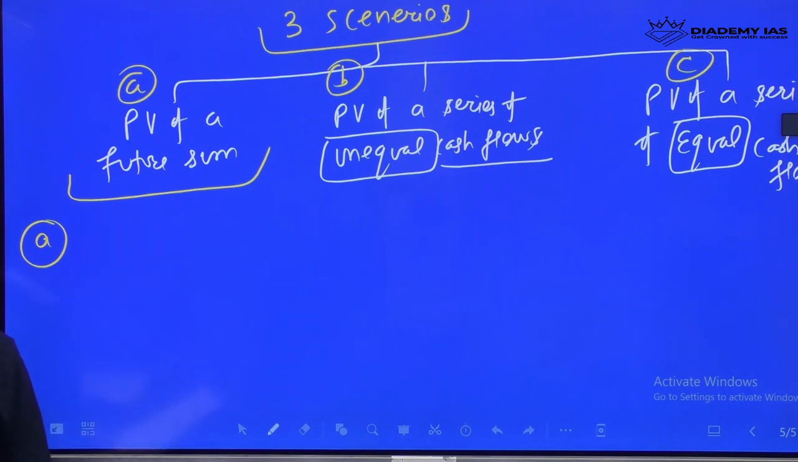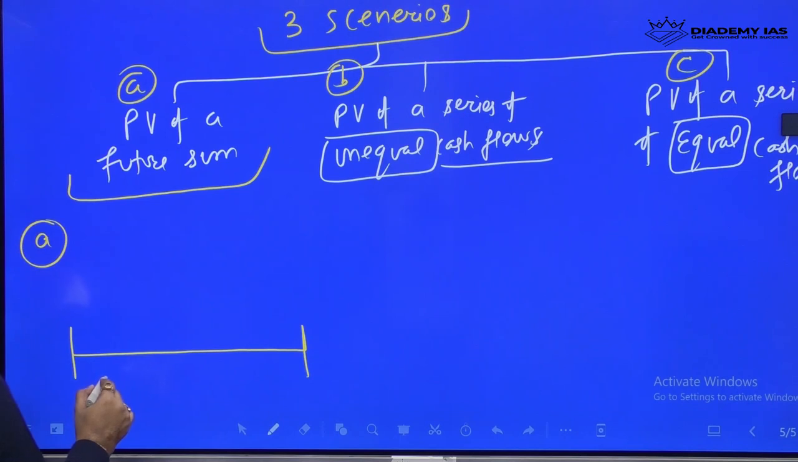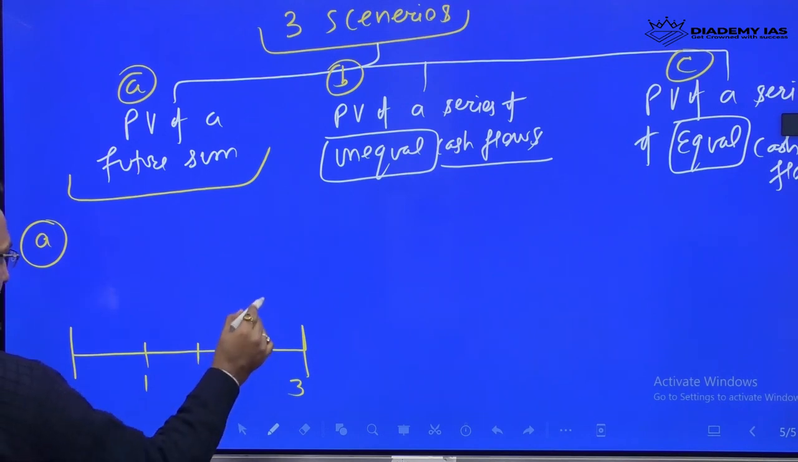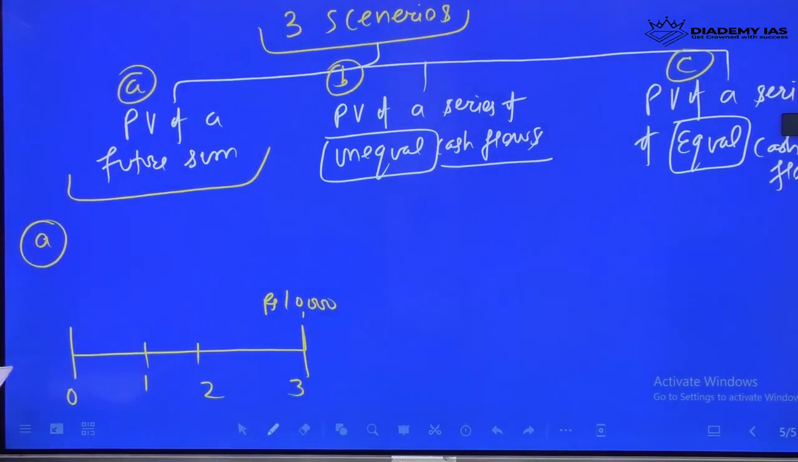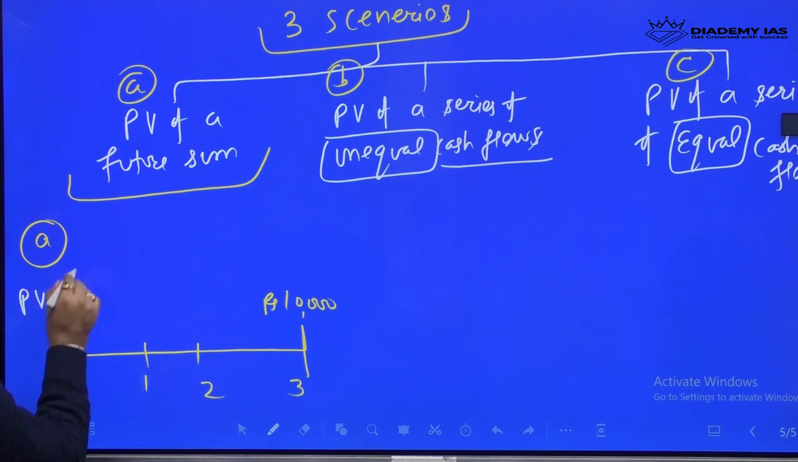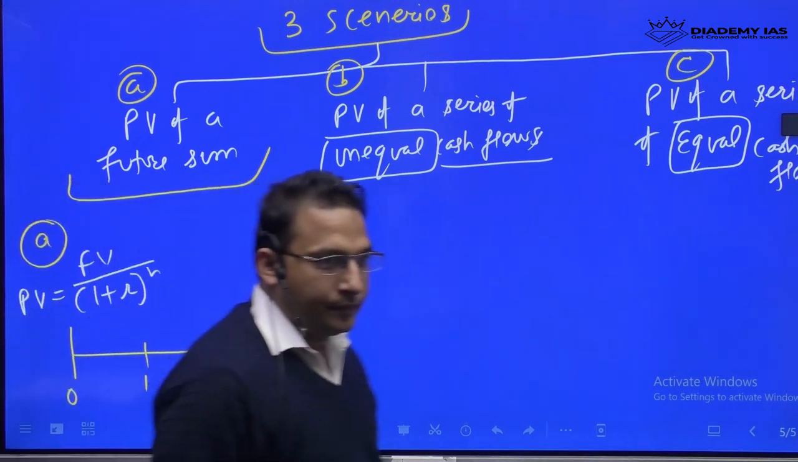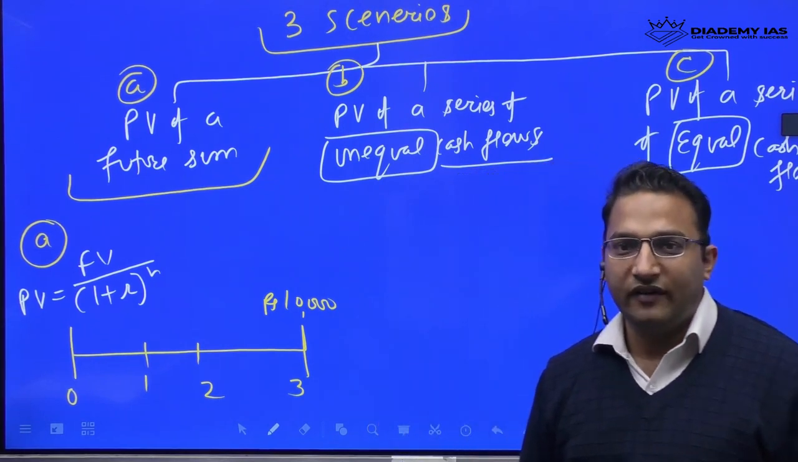So in the first scenario it is very simple, this is a timeline. In this timeline we have year zero. Year zero means today, beginning of the current year. 1, 2 and 3. And suppose we are getting rupees 10,000 after 3 years. So how do we calculate? Basically, in this case, the formula is present value is equal to the future value divided by 1 plus r raised to power n. This is the formula for calculating the present value.